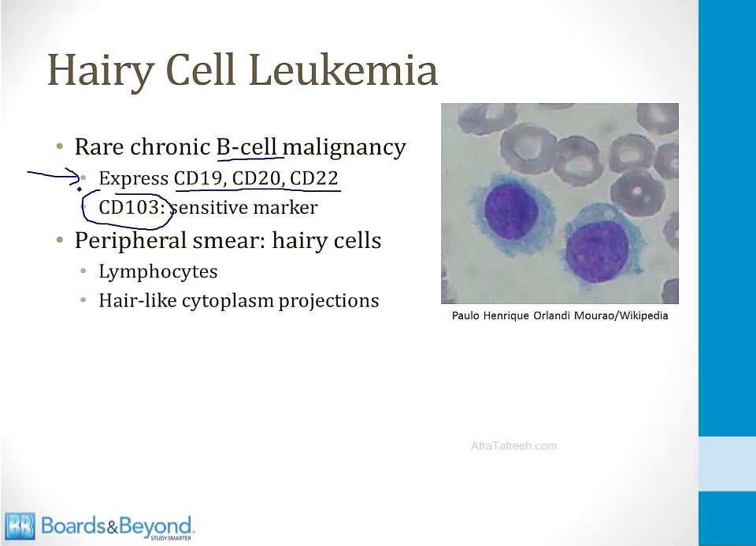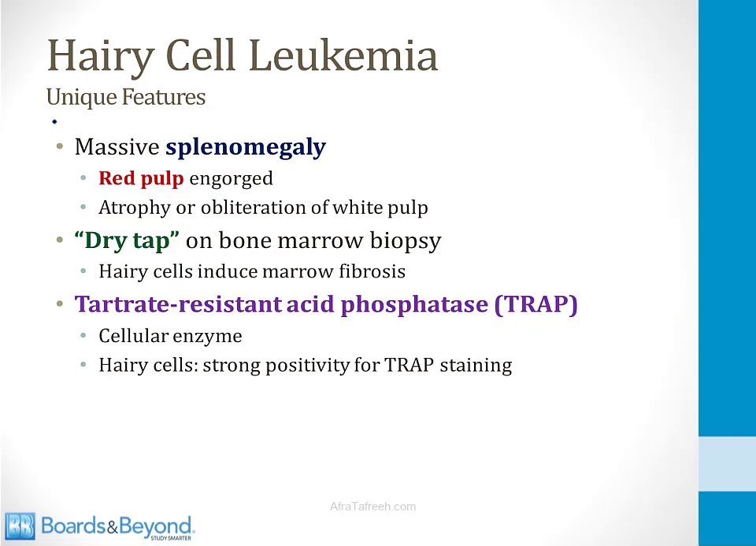The hallmark on a peripheral smear is the presence of hairy cells. I've shown an example on the screen here. These are lymphocytes which have hair-like cytoplasmic projections, giving them the appearance of hairy cells. Hairy cell leukemia has a couple of unique features you need to be aware of, especially for step 1. The first is that this type of leukemia usually presents with massive splenomegaly. And the reason the spleen gets so big is because the red pulp gets engorged. The red pulp gets so large that there is atrophy or obliteration of the white pulp in many cases. We'll talk more about this in the next slide.